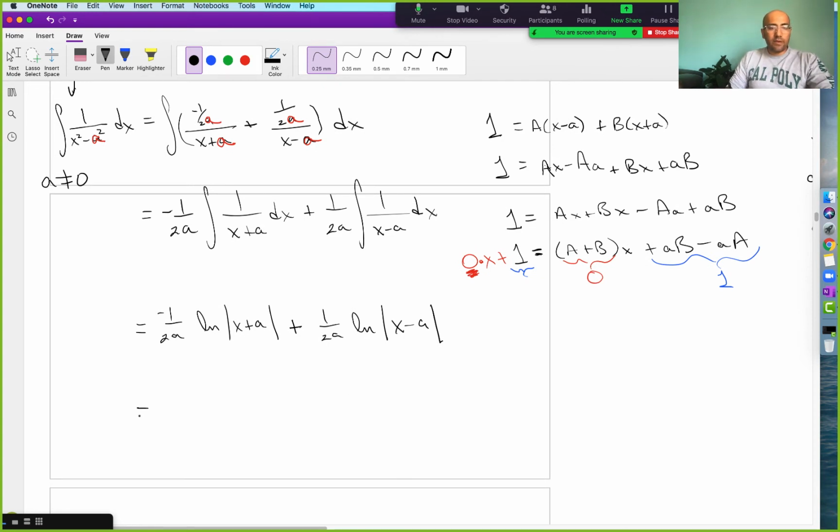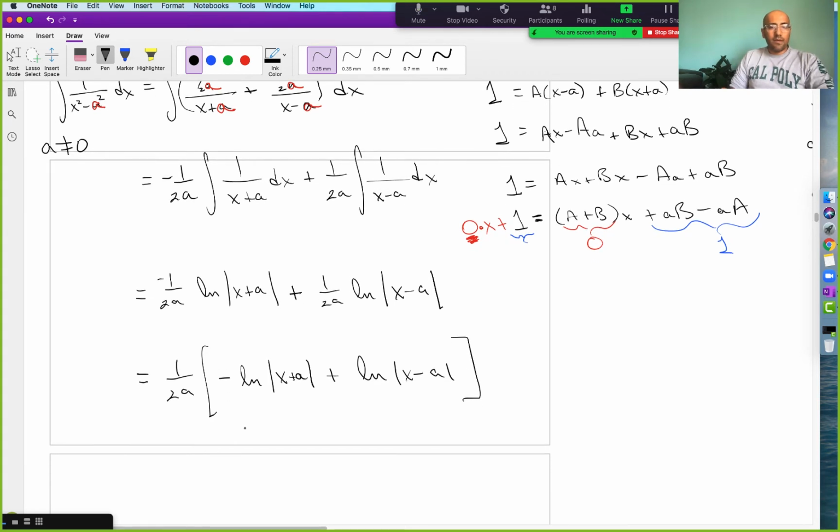Let's move these things around. So I'm going to factor out a 1 over 2a, and then I have a minus ln of absolute value of x plus a, plus ln of absolute value of x minus a. And then if I switch these things around, I'll end up with 1 over 2a bracket ln of x minus a minus ln of x plus a.